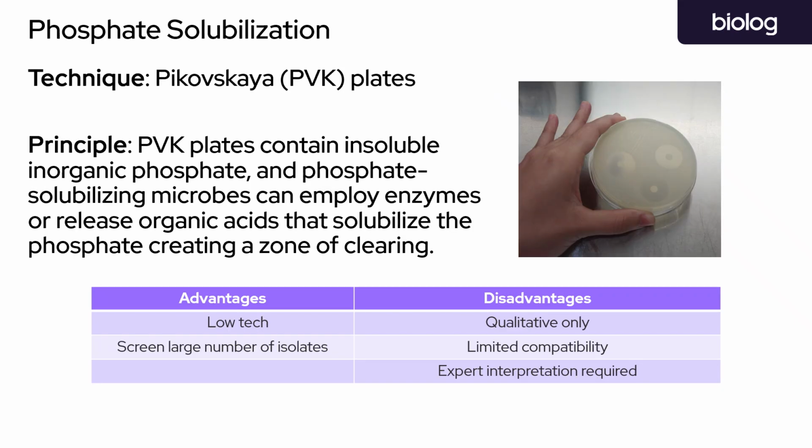Now let's talk about phosphate solubilization. The classic PVK assay uses inorganic insoluble phosphates suspended in agar plates, and it takes microbes plated on a disc and looks for zones of clearing around that disc, which is produced whenever the microbe secretes an acid and solubilizes that phosphate. The problem with this method is that it's difficult to make these plates consistently, and it's only qualitative. There's no quantitative measurement going on here.